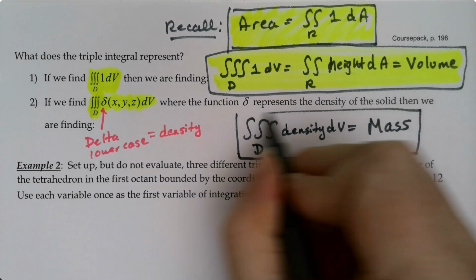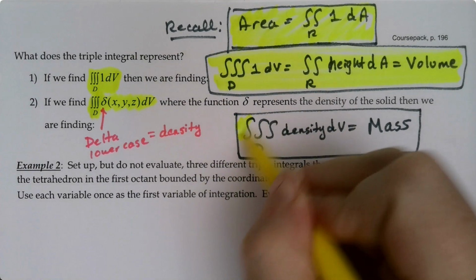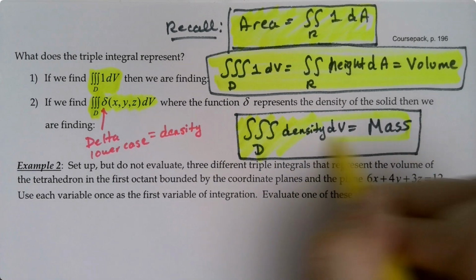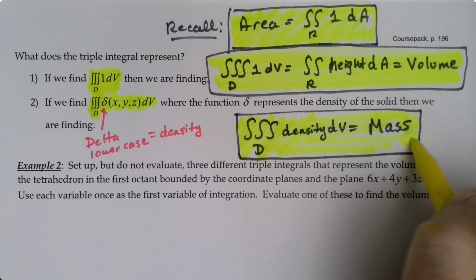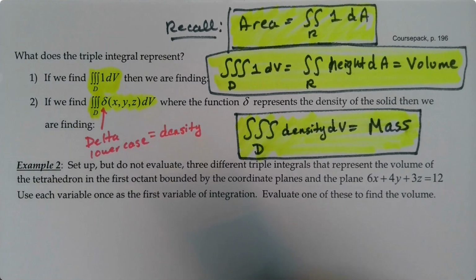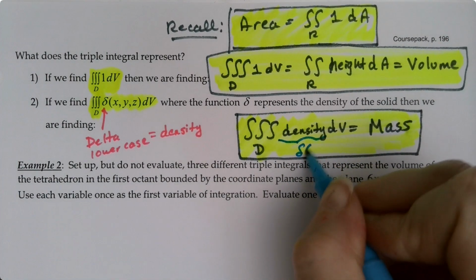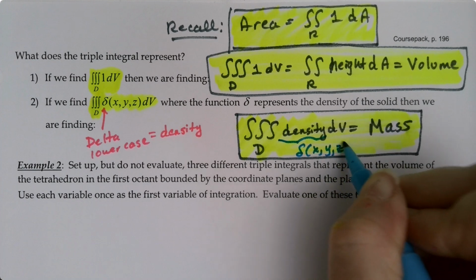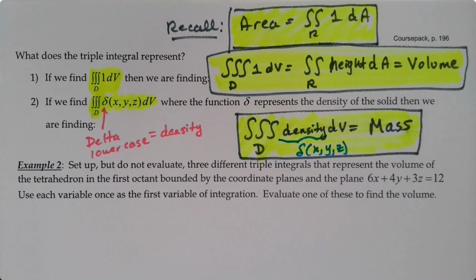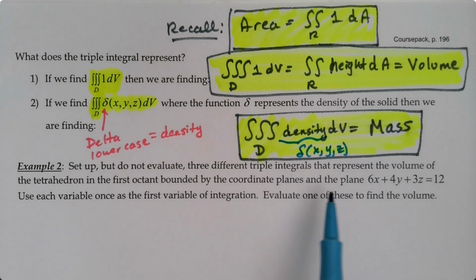Right? Those are the three big pieces. And again, we usually write density as delta. So let me just add that in. Density is delta of x, y, z. It's some function of x, y, and z. So that's a big piece. Knowing each of those is very key.